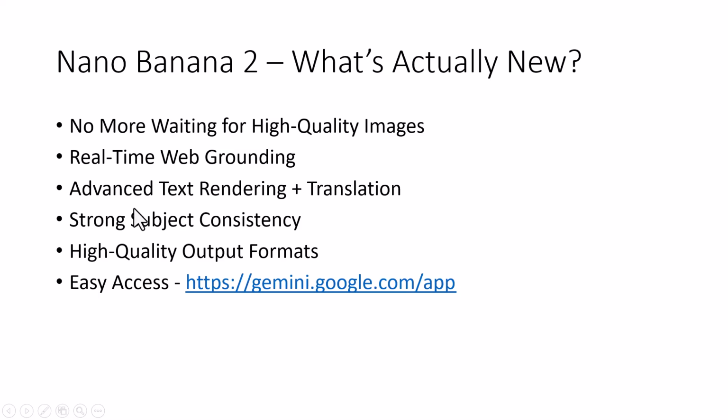Okay, and the next feature is advanced text rendering and translation. This is a big upgrade. Nano Banana 2 can generate sharp, clear text inside images and it can create posters, mock-ups, banners and ads. It can translate the text directly inside the image itself. So you can create one design and instantly localize it into multiple languages, right? So this is very useful for global marketing, right?